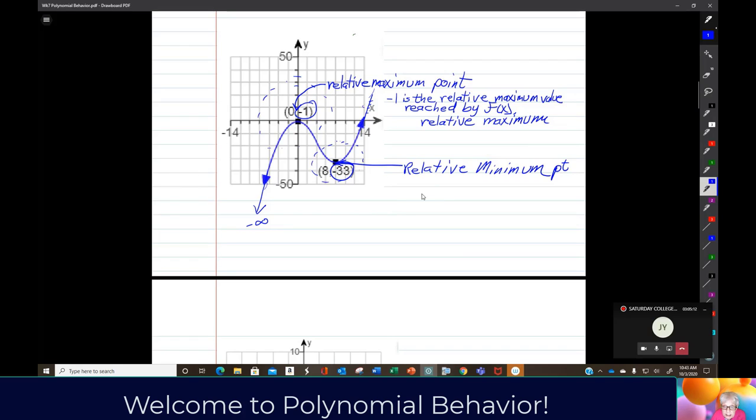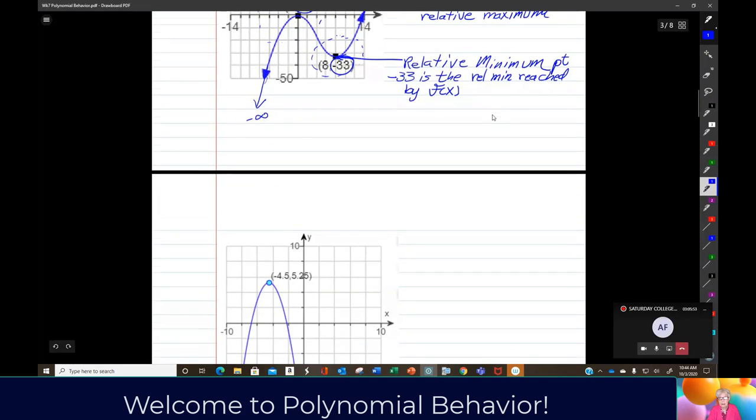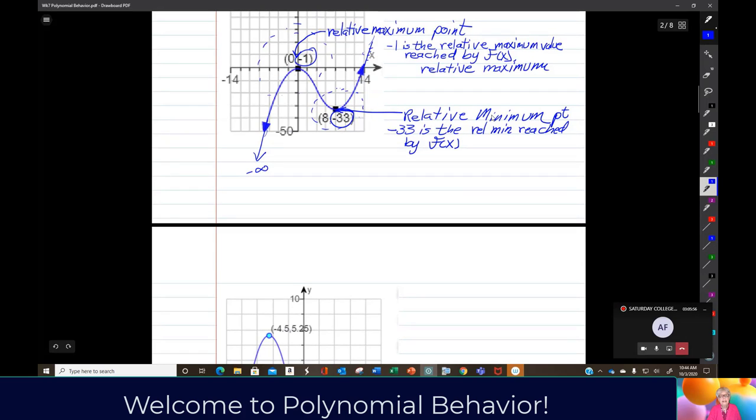And here, the relative minimum is negative 33. Negative 33 is the relative minimum reached by f of x. So a relative minimum point is different from a relative minimum. A relative maximum point is different from a relative maximum. So the minimum and maximum are always going to be on the y, right? Yes. Well, you look at the y coordinates.